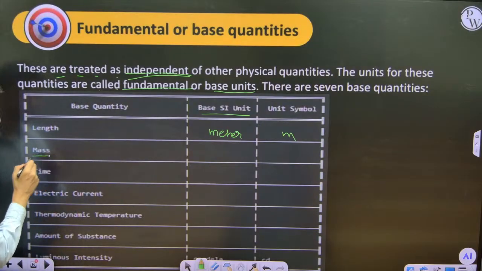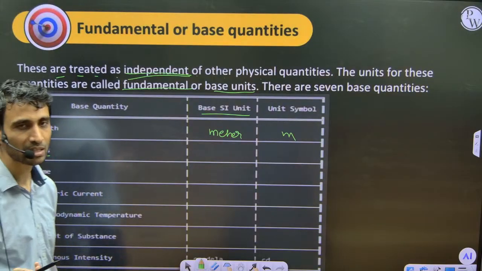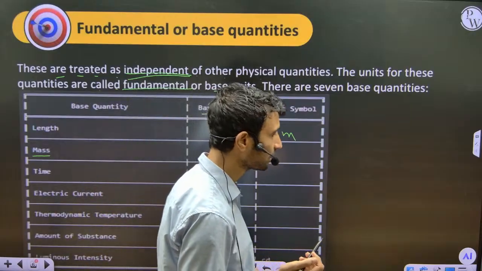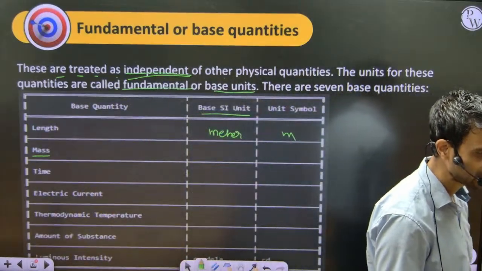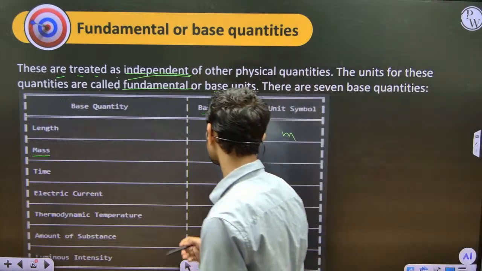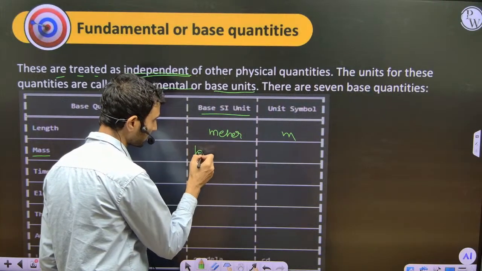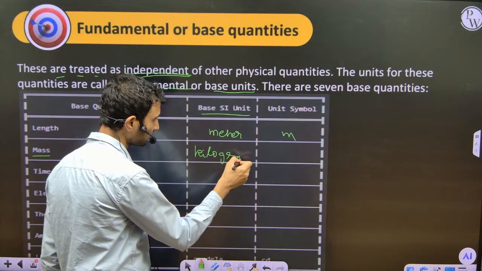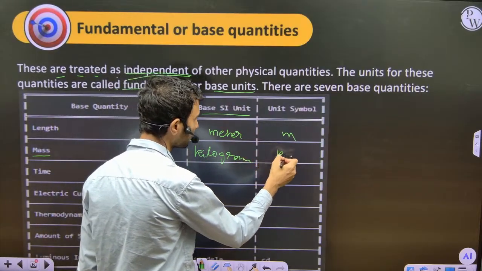Similarly, what about mass? Mass, you know, is in gram. The unit can be either gram or kg or ton. But what is the standard unit? The standard unit is kilogram. And what is the symbol? kg.